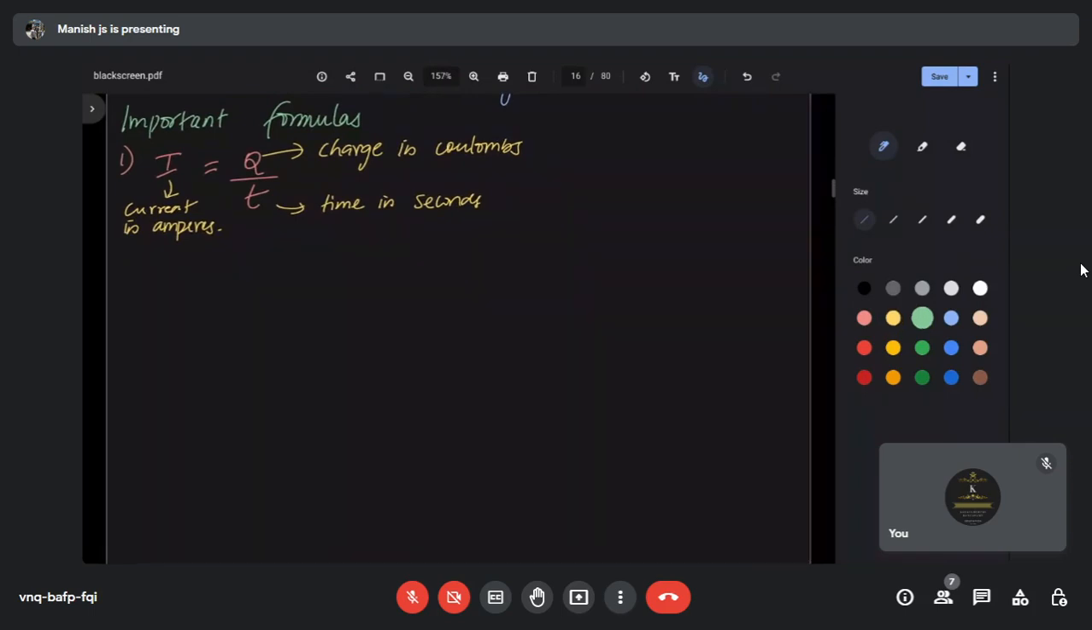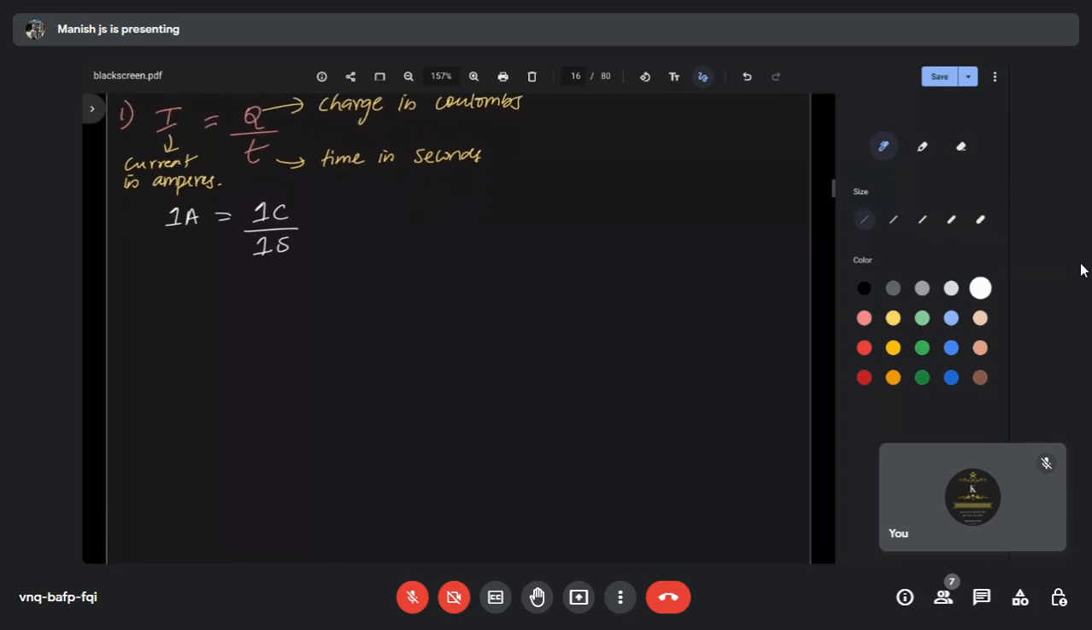So this is the first formula. What is the relationship between the units? You can simply say 1 ampere is equal to 1 coulomb divided by 1 second, which is nothing but coulomb second inverse.